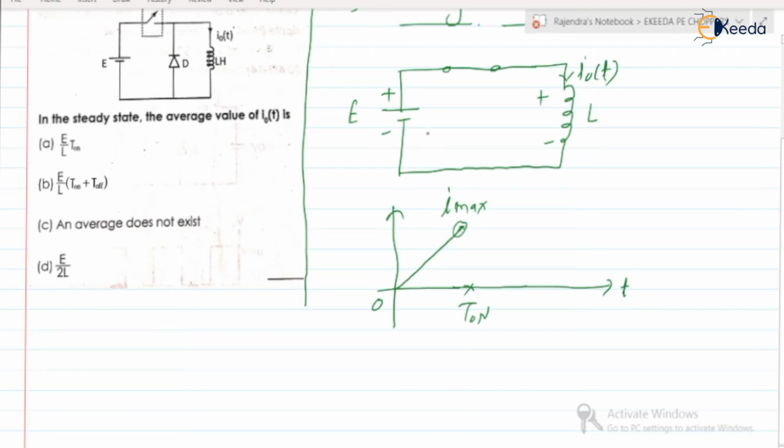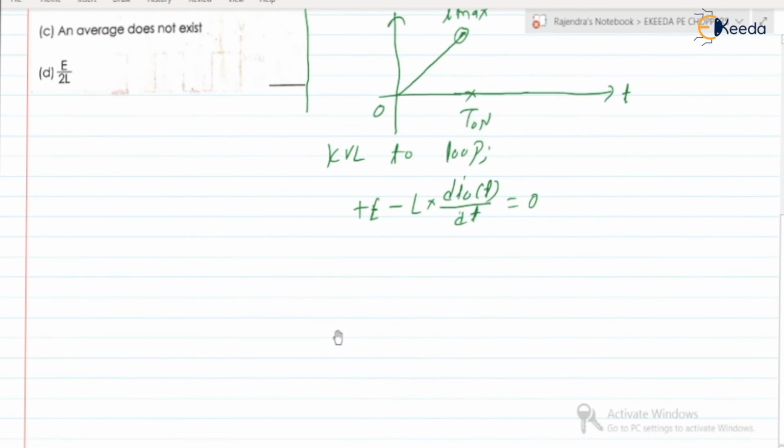So can we apply KVL? KVL to the loop is equal to plus E minus L into di0 of t by dt, is equal to 0. Now from this we can write di0 of t by dt is equal to E by L.